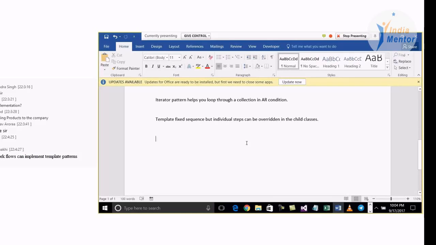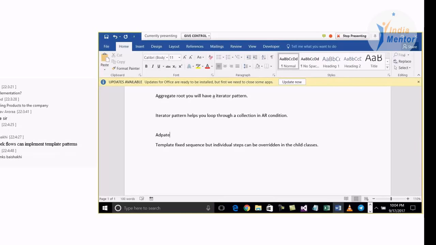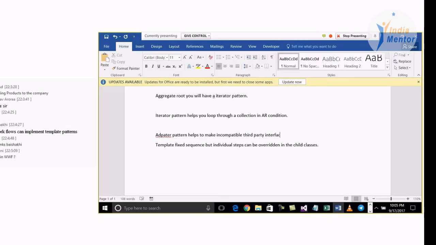Template pattern is nothing but a fixed sequence, but individual steps can be overridden. And also we talked about adapter pattern. Adapter pattern helps to make incompatible third party interfaces compatible. So guys, any questions here?